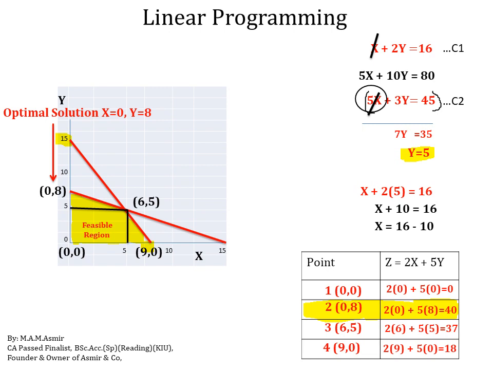So in order to determine the optimal solution, the optimal solution occurs at point 2 as the highest value, amounting to 40, with x equal to 0 and y equal to 8, and the corresponding objective value is 40. And that concludes the solution to this linear programming problem using the graphical method. Thanks for watching.